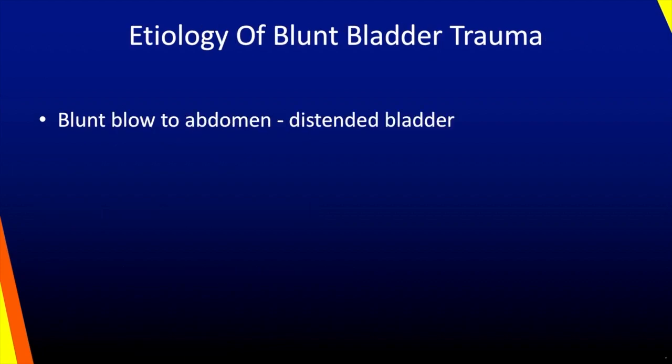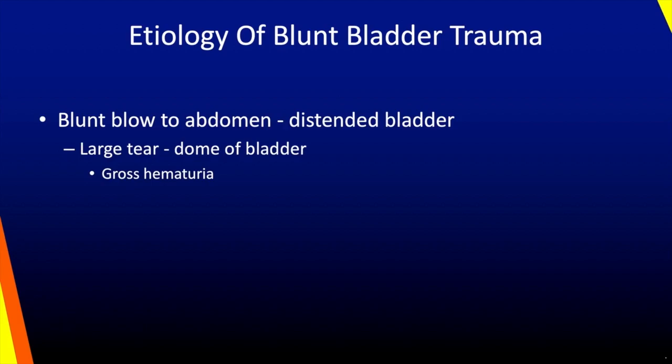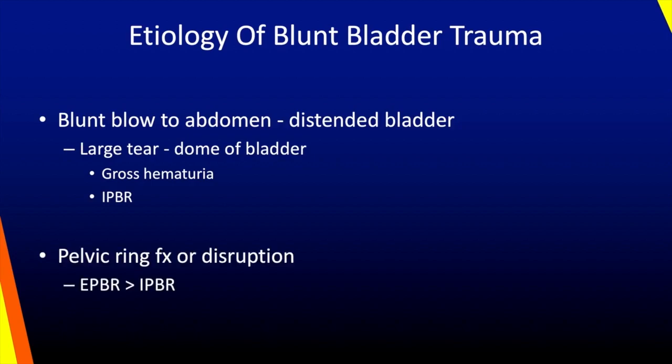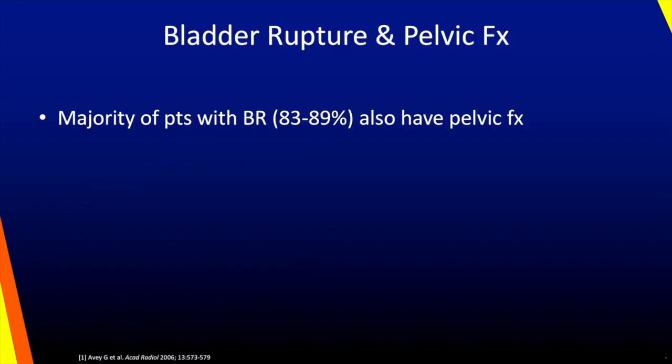A blunt blow to the abdomen in a patient with a distended bladder can lead to a large tear at the dome of the bladder. This can produce gross hematuria and an intraperitoneal bladder rupture. A pelvic ring fracture or disruption can cause an extraperitoneal bladder rupture, which is more common than an intraperitoneal bladder rupture.